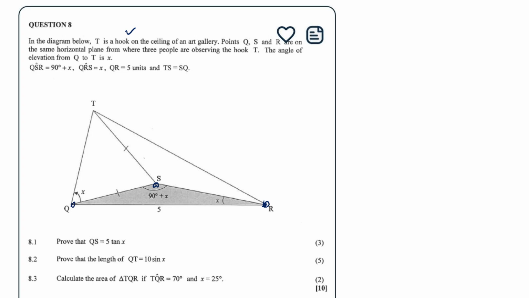Now the angle of elevation from Q to T is X, okay? Angle QSR is 90 plus X. Angle QRS is X. And then QR is 5. And then TS is equal to SQ, okay? TS is equal to SQ. So now 8.1: prove that QS is equal to 5 tan X.